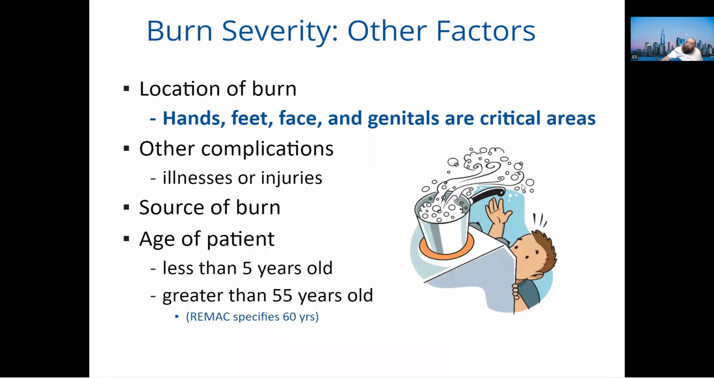Okay. There are 4 places that are called critical areas. 4 places. You have to remember these. Hands, not arms. Hands, feet, not legs. Face, and genitals, the 1%. These are called critical areas. Why? Because it would be difficult to lead a productive life with burns to the hands, face, feet, and genitals.